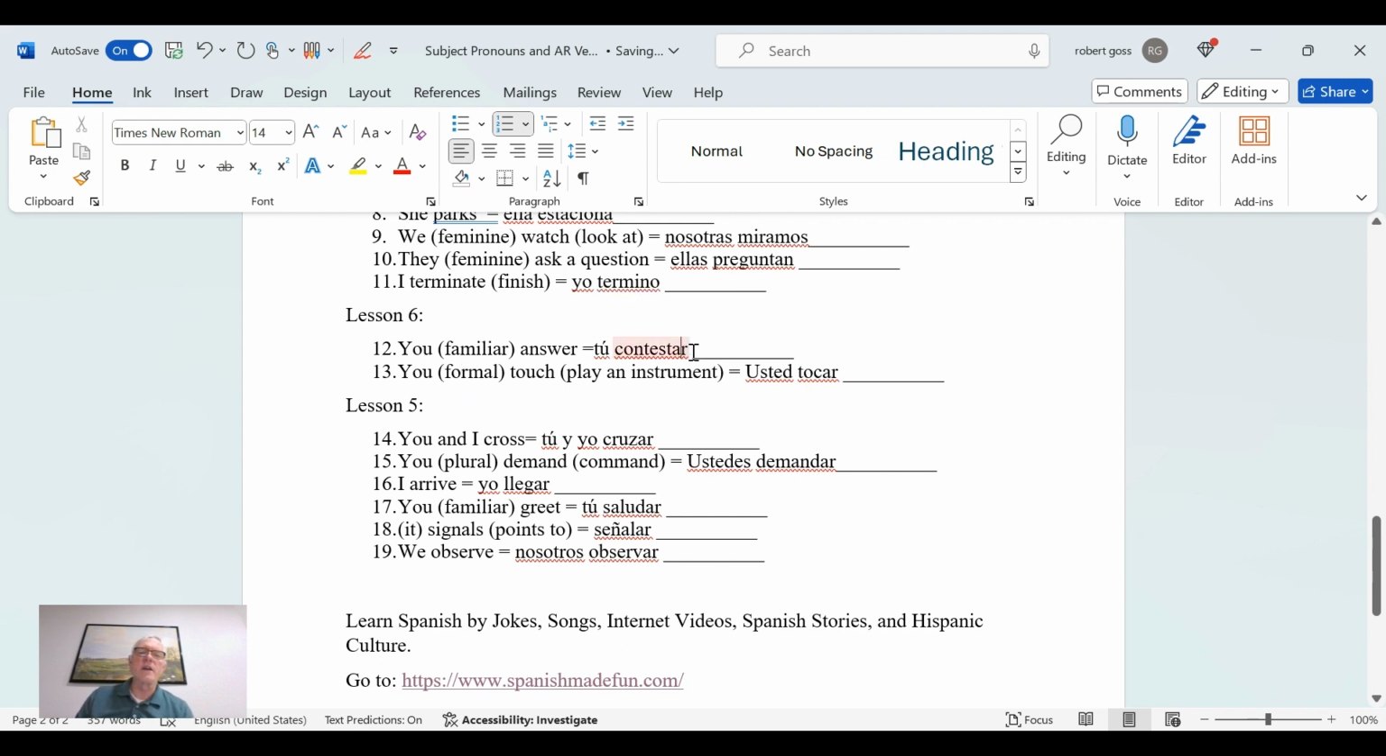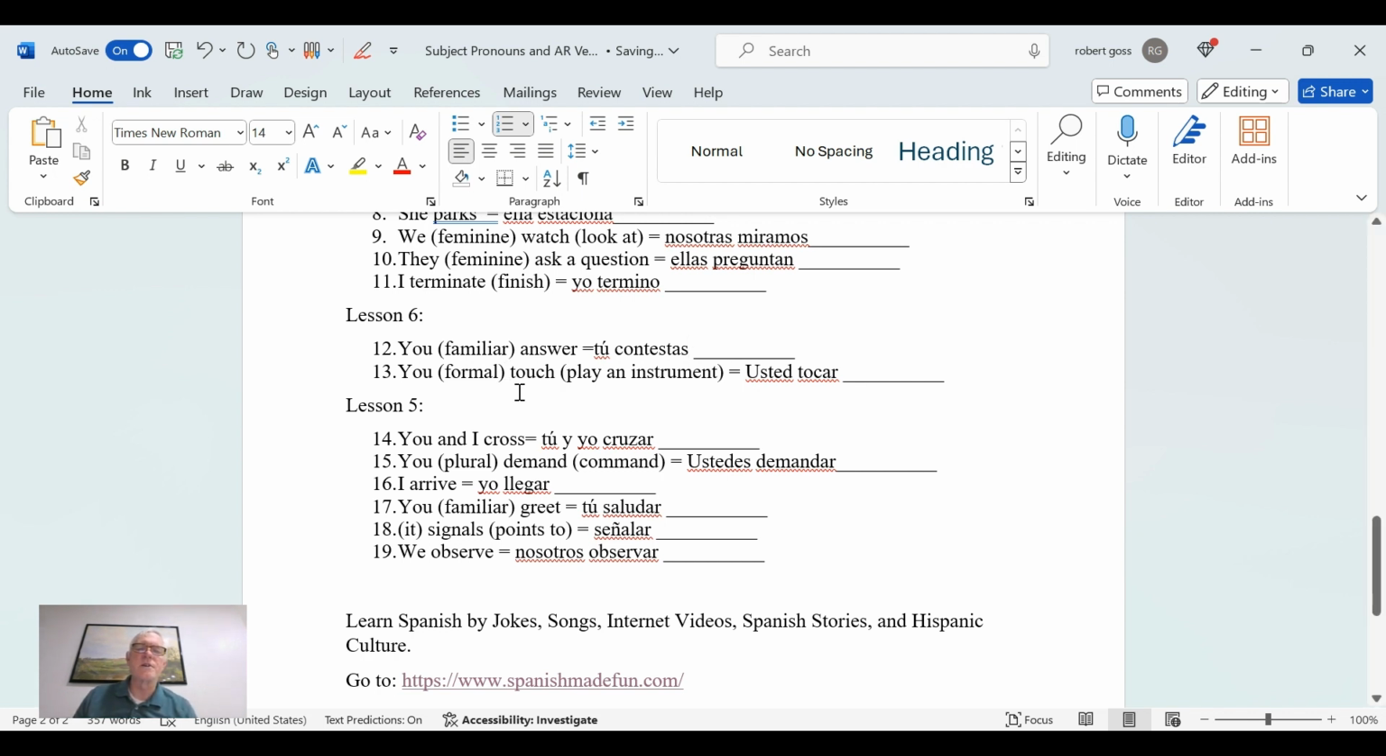Well, we cross off the AR and we would put the AS ending. Tú contestas. You formal would be usted. We want to show we're talking to somebody with a title or somebody we don't know, and we want to show respect.